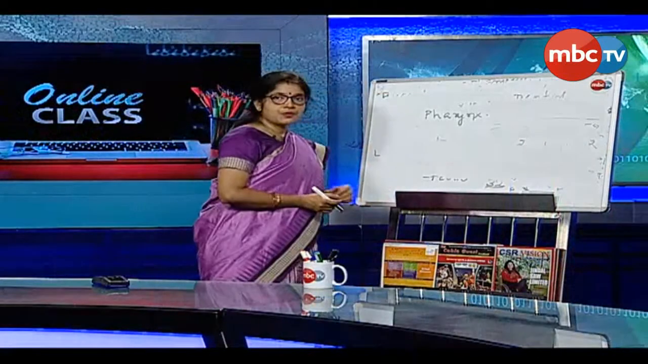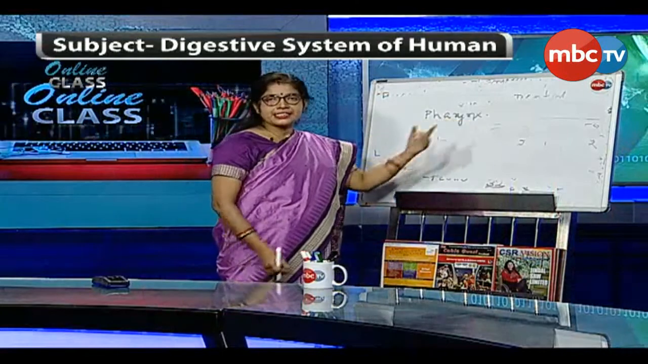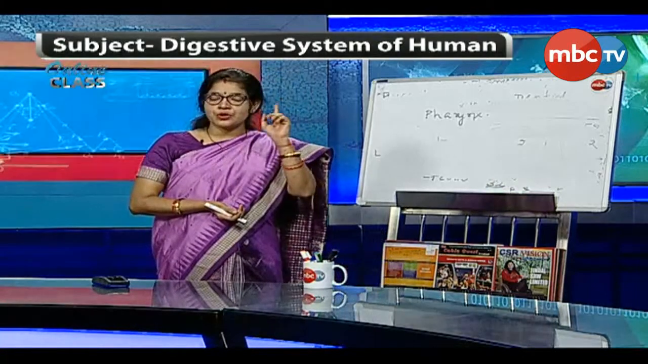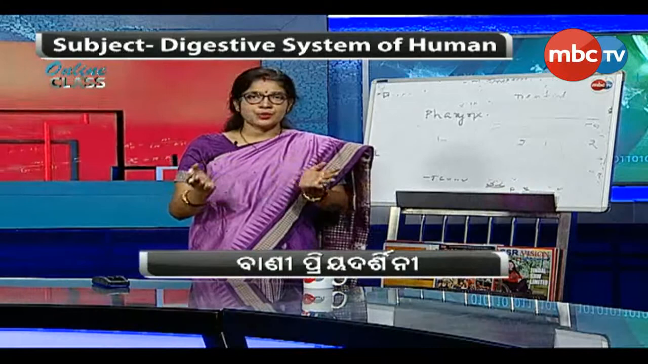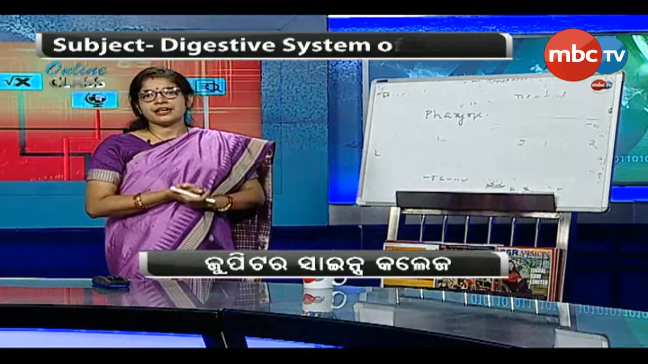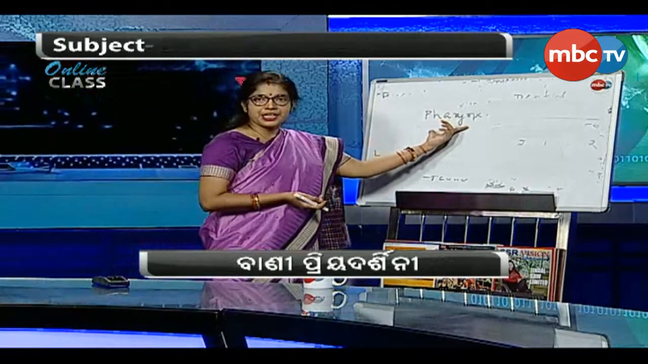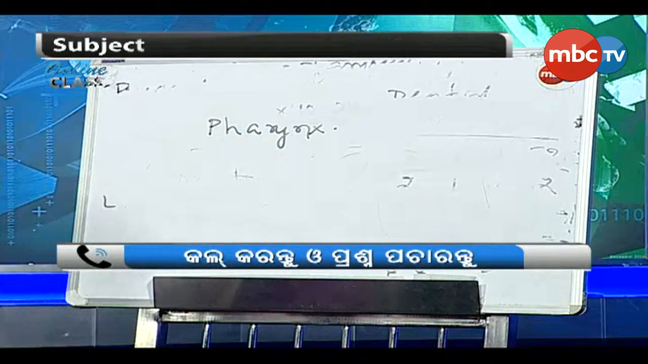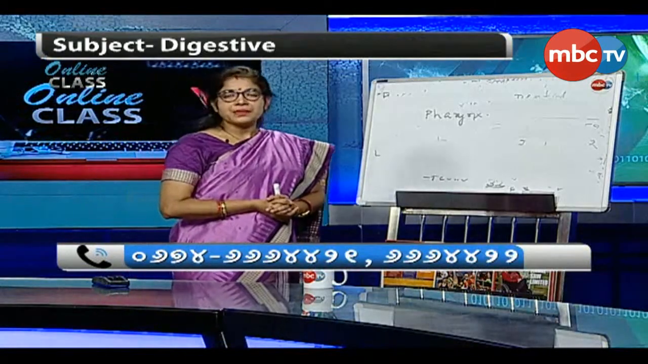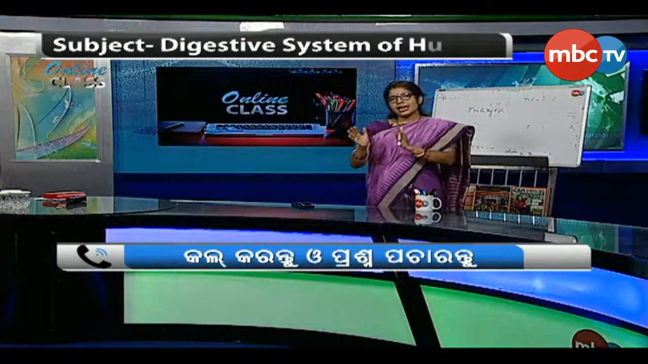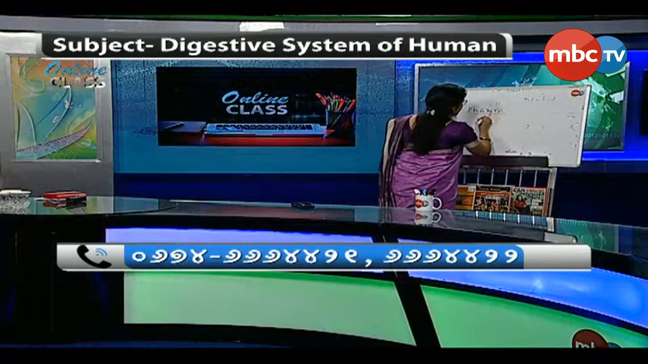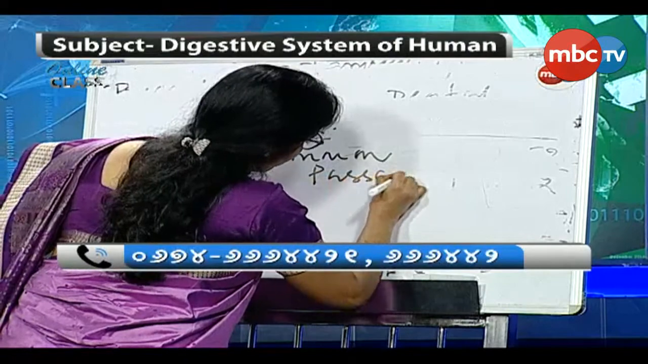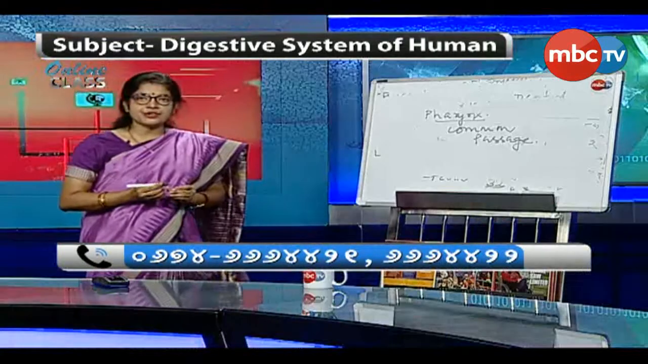Welcome dear students, where we are studying about the pharynx, that is the next part of the alimentary canal. The first part of the alimentary canal is the mouth, the second part is the buccal cavity, which has a number of structures, and the third part of the alimentary canal is the pharynx. Pharynx is regarded as the common passage which is present in both the digestive system and the respiratory system. So, it is the common passage present in both the digestive system and the respiratory system.